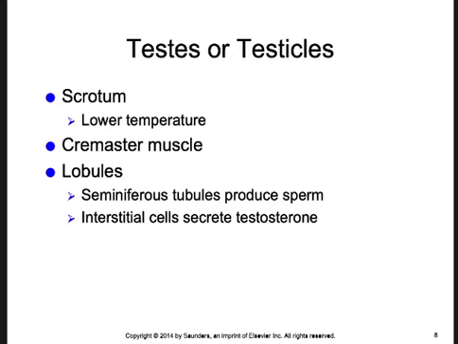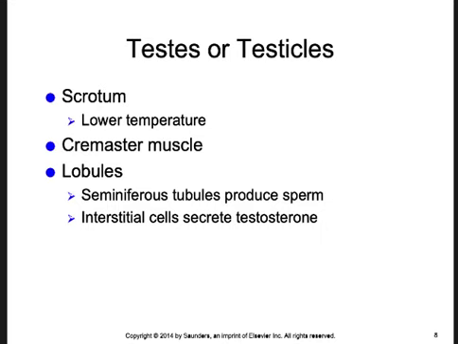Okay. Interstitial cells, which are between the seminiferous tubules, secrete the testosterone, while the sustentacular cells secrete androgen-binding protein, and this is in response to testosterone, to keep the testosterone concentrated near the spermatogonia.